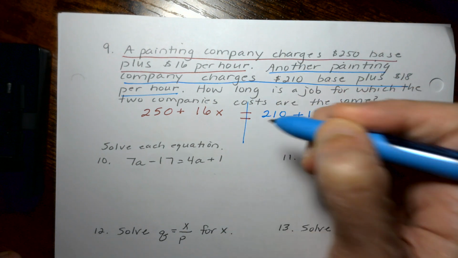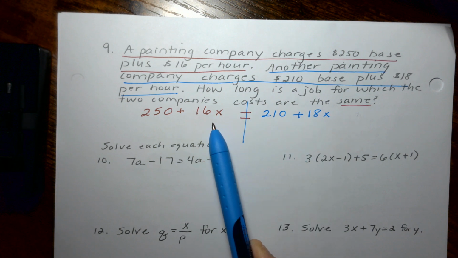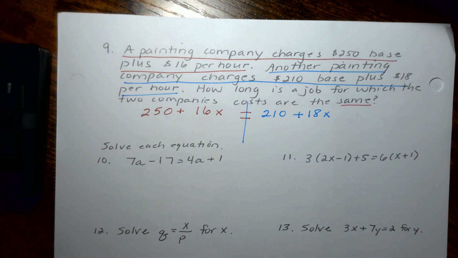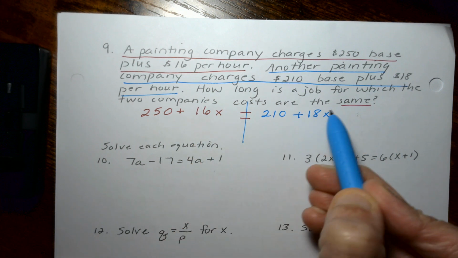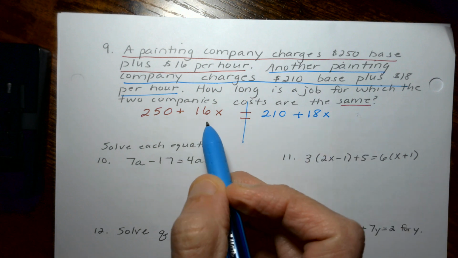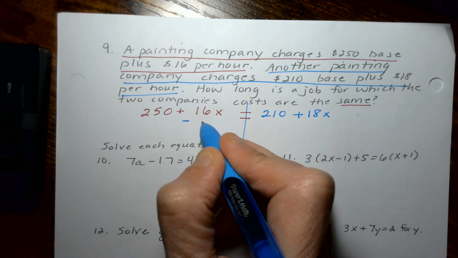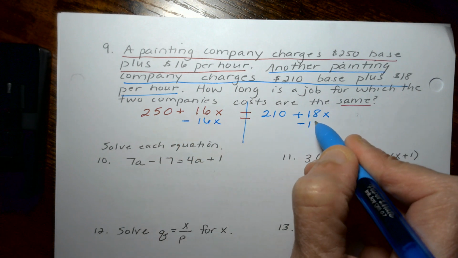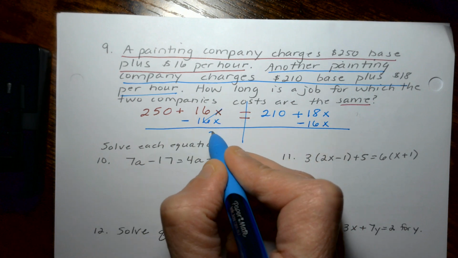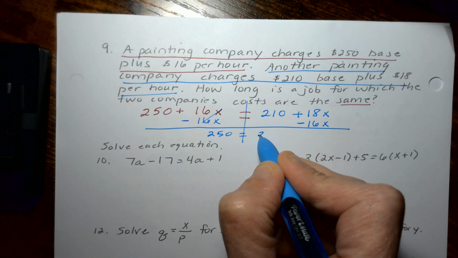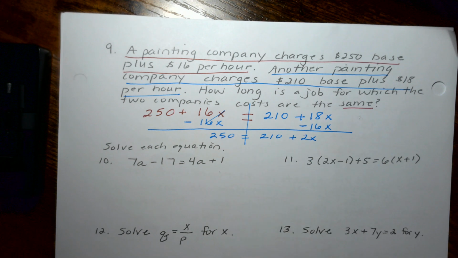Okay, so we're going to draw the line. And if you notice, we won't circle the variable because we have it on both sides. Until we get these together, we're not going to circle that. But these are together. This is a term. This is 16x and this is 18x. So when we move this, we don't just move this part, we move the whole term. So I'm going to subtract 16x, because it was a plus here, and subtract 16x. I'm left with 250 equals 210 plus 18x minus 16x, which leaves me with 2x.